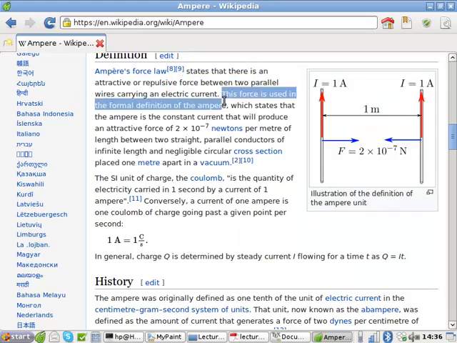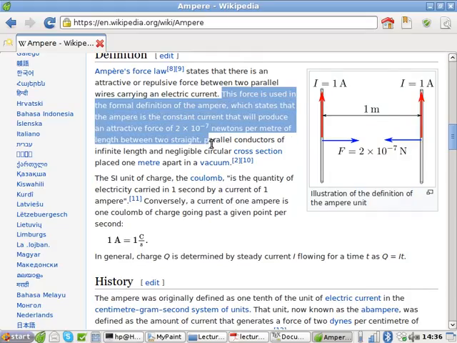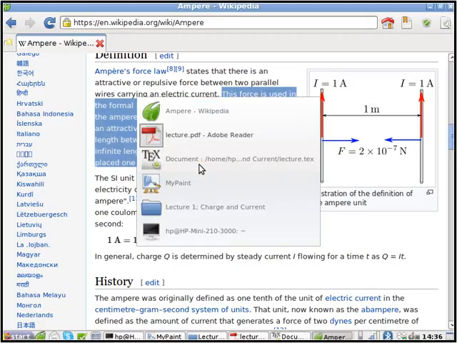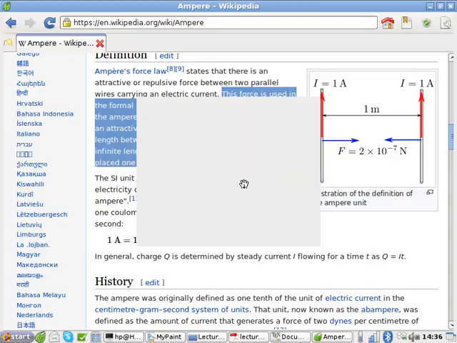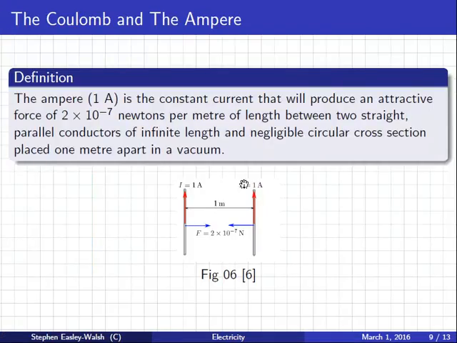The force is used in the formal definition, which states that the amp's constant current will produce that attractive force. Yeah, okay, so I'm happy enough, I guess. If they're traveling in the same direction, it will attract, and in opposite directions, it will repel. Is that okay? Or if you're unhappy with both, just delete the word attractive and say a force.